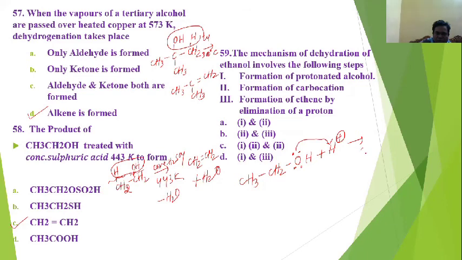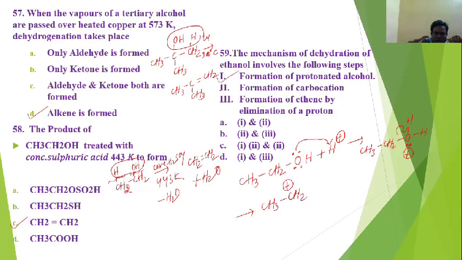The product is CH3CH2OH2 plus. It is protonated alcohol, meaning alcohol is protonated. Proton means H plus, so protonated means addition of proton, protonation. After that comes elimination of water to form a carbocation, CH3CH2 plus. This is the carbocation.